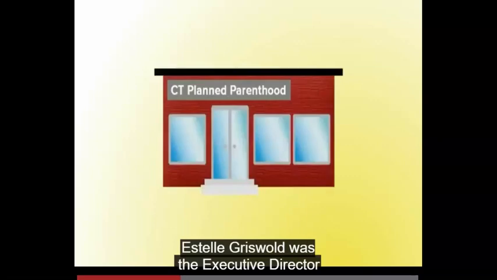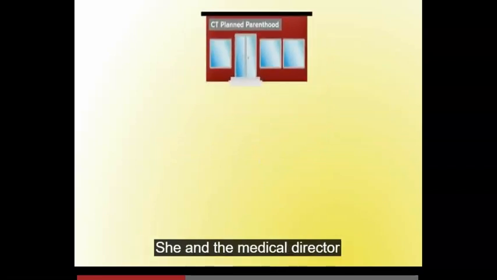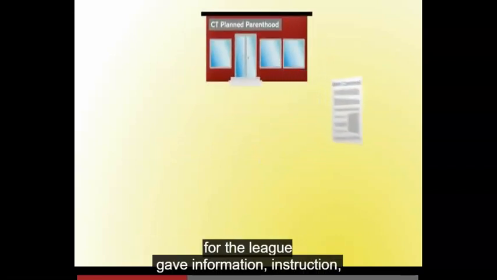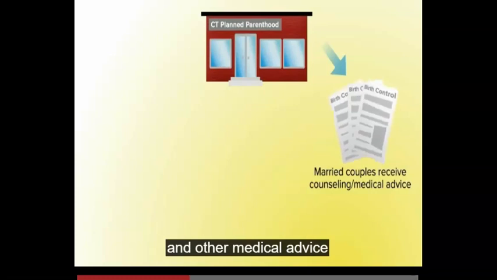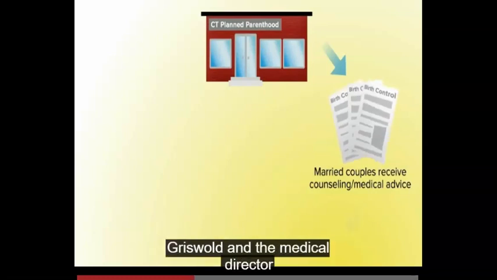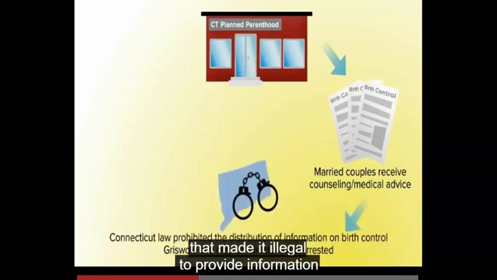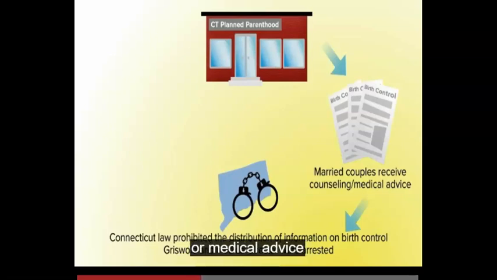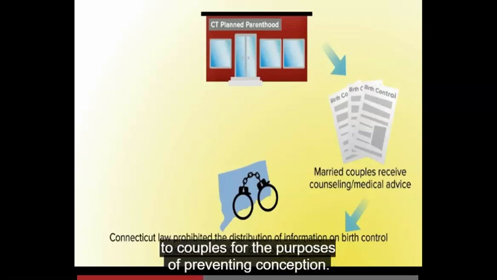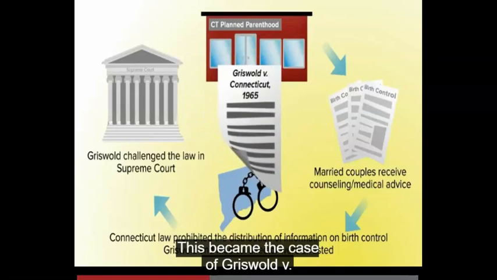Estelle Griswold was the executive director of the Planned Parenthood League of Connecticut. She and the medical director for the league gave information, instruction, and other medical advice to married couples about birth control. Griswold and the medical director were arrested and convicted under a Connecticut law that made it illegal to provide information or medical advice to couples for the purposes of preventing conception. They challenged their conviction in the Supreme Court. This became the case of Griswold versus Connecticut.